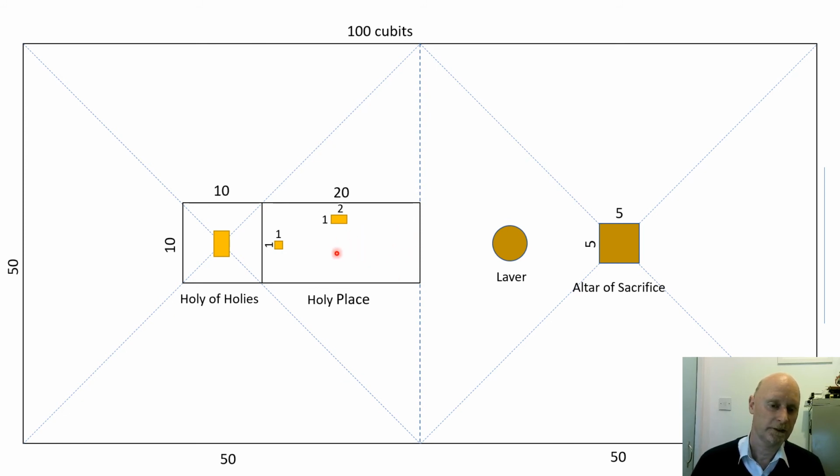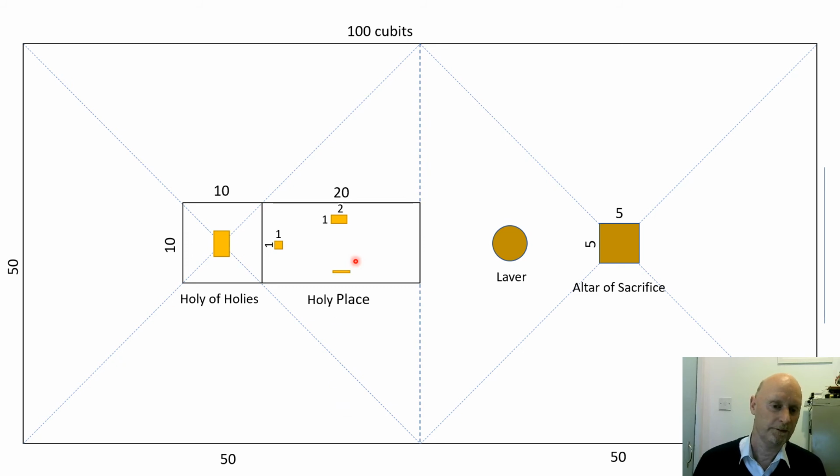Just for completeness, these are the dimensions of the table of showbread. You could argue again that, well, that's not a square. Well, it's not, but like the whole tabernacle courtyard, and also the holy place, it is two squares next to one another. So the ratio of 2 to 1 is replicated on the table of showbread.